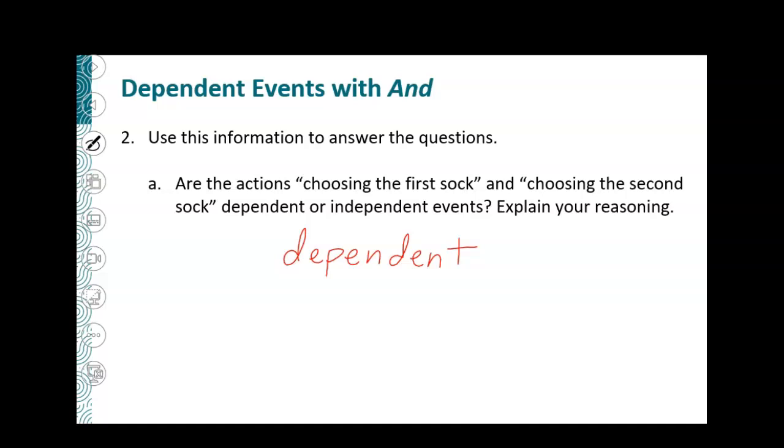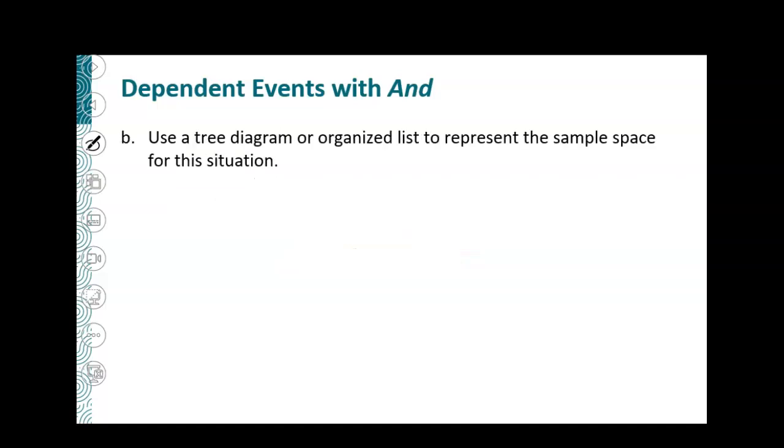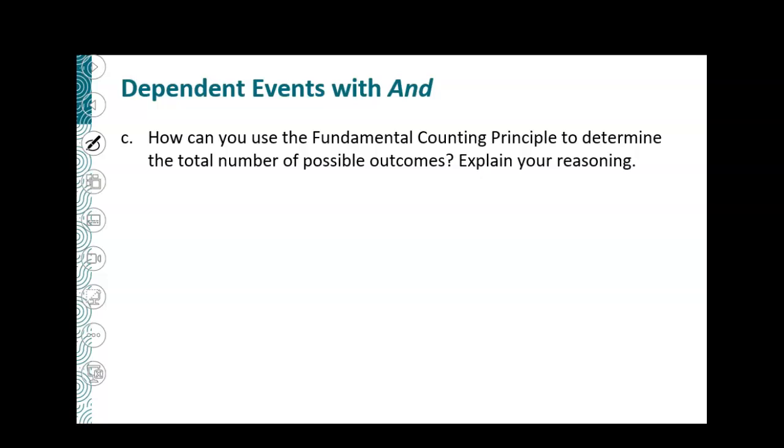Okay. Part B. Everybody well, dependent? Okay, part B is do a tree diagram. Can I trust you that you are good with tree diagrams? Yeah. Good. Okay? It says, before we do a probability problem, how can we figure out how many outcomes we have for this dependent scenario using the fundamental counting principle?